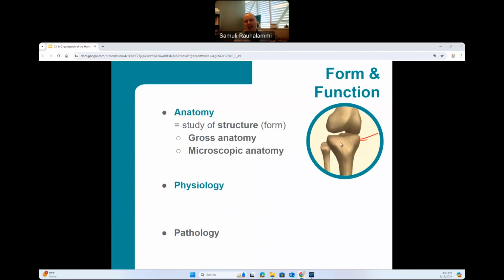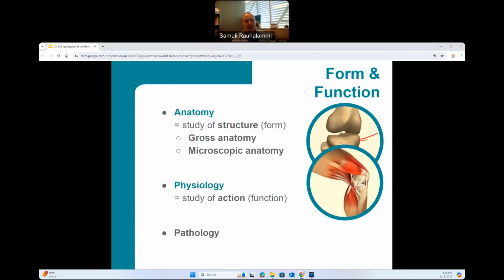Microscopic anatomy instead looks at the study of microscopic structures. This includes cytology, so studying the cell structures, and histology, which is all about studying tissues. So microscopic anatomy focuses on structures that are too small to be seen with a naked eye. So we're going to need a microscope to assist us in this work. There are also other types of anatomy. For example, developmental anatomy is something that I've spent a lot of time working on. So that's just something to keep in mind as well.